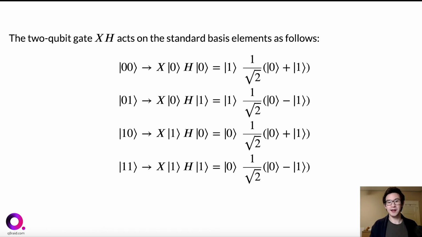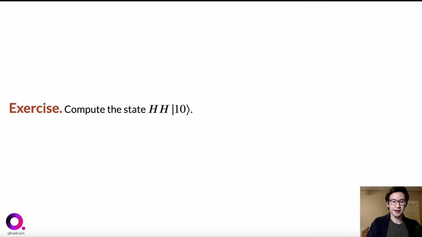which you can then expand out to write as a superposition over the standard basis states. Okay, so here is one exercise for you. Compute the state H⊗H applied to Ket 1, 0. So Hadamard on both qubits applied to Ket 1, 0. Take a moment to pause the video if you'd like to do this exercise, and then you can come back and I'll show you the solution.